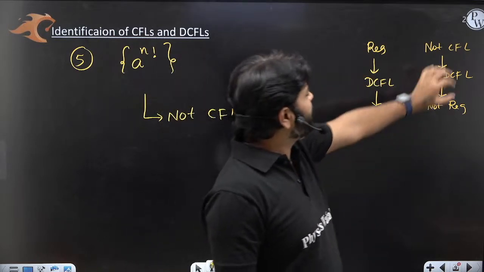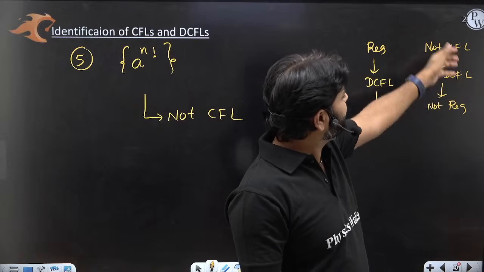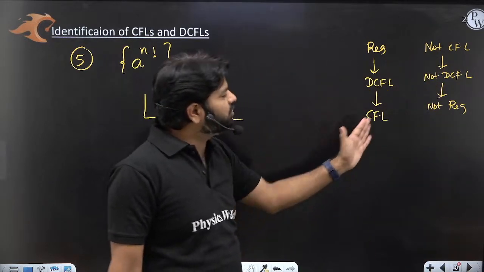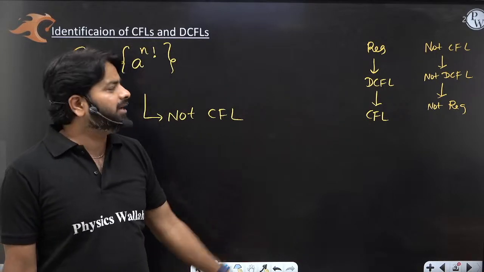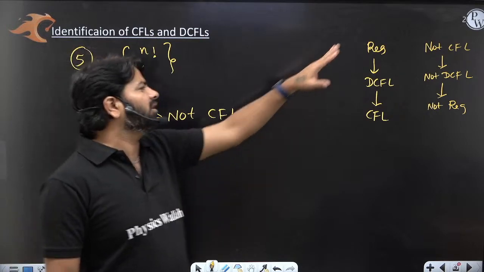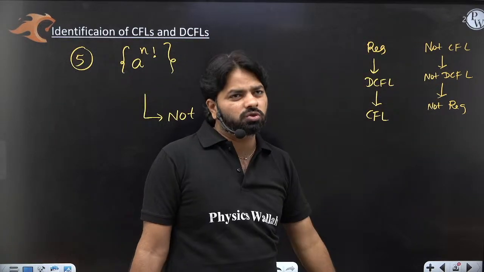When you see the statements, every regular is DCFL, every DCFL is CFL. And in the same way, every not CFL language is not DCFL, and every not DCFL is also not regular. So you can use these two implications. They are very important here. There is no need to write everything. Just write not CFL, and indirectly you answer the other two also. Okay.